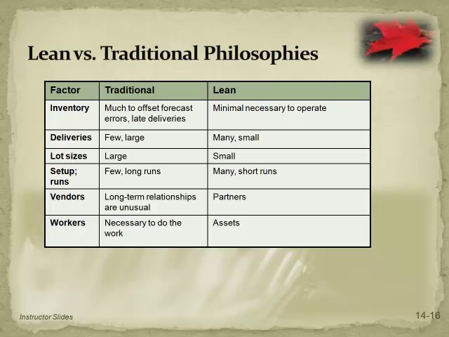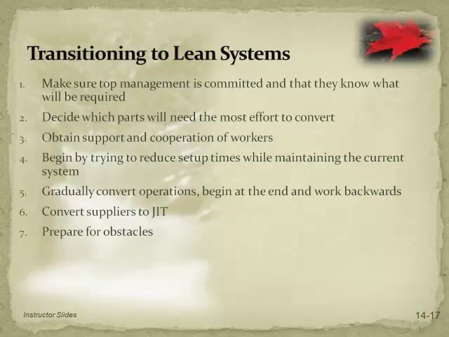Suppliers: in lean, we have fewer suppliers and we have a closer relationship with them. And from employees, we view our employees as assets. We give them responsibilities. We listen to them. And in a traditional environment, employees are not viewed in the greatest light. So, transitioning to a lean system, here's a list of some things that could possibly get in the way.